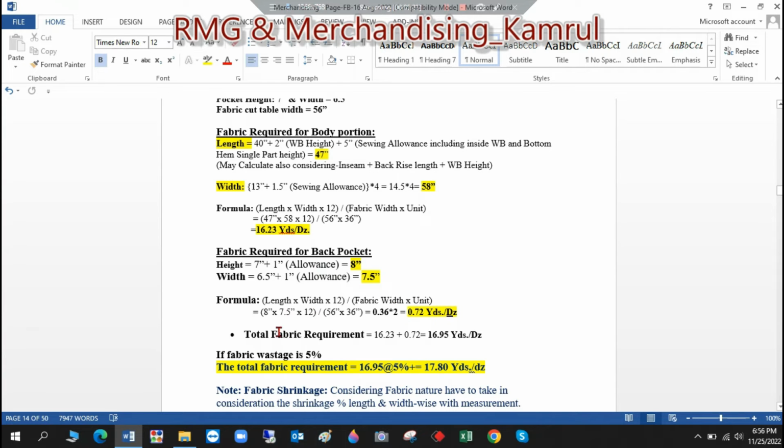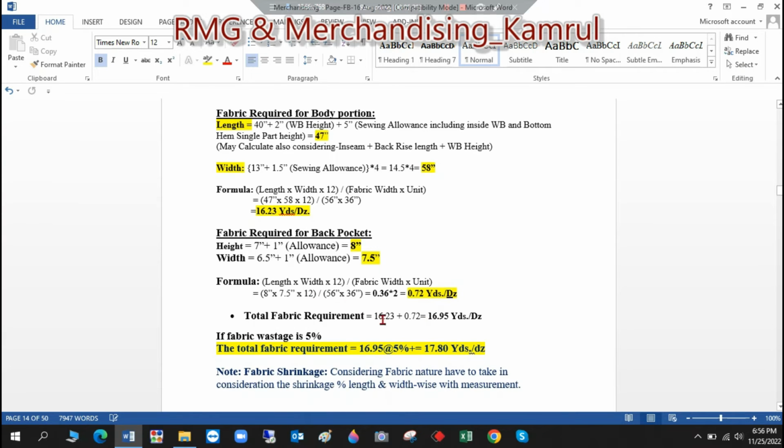Now to input in the formula the same way, length, width, then for dozen multiply by 12, divide by 56 and 36. So here 0.36 yards for one pocket, and there are 2 pockets, so multiply by 2. So 0.72 yards for the pocket part. Now total fabric, body part and pocket part, 16.95 yards per dozen.